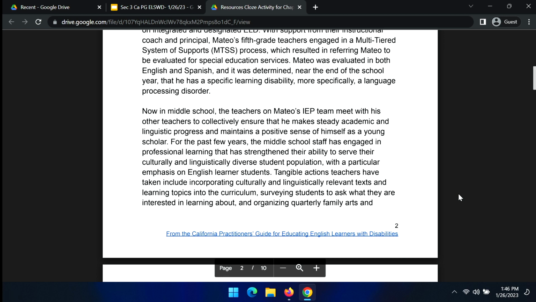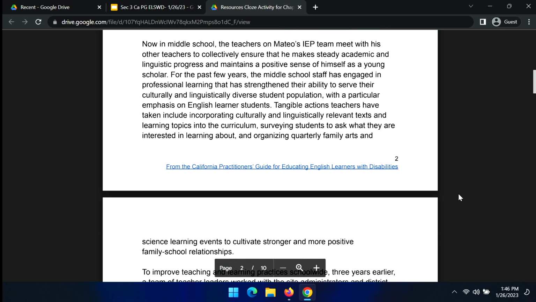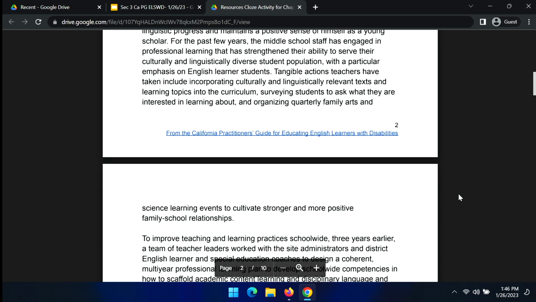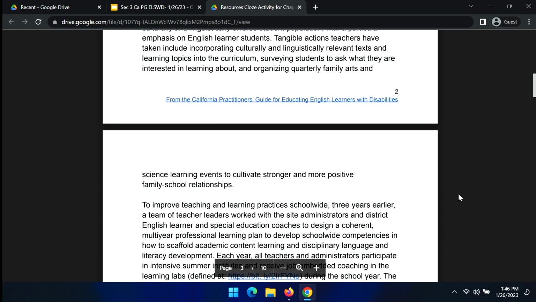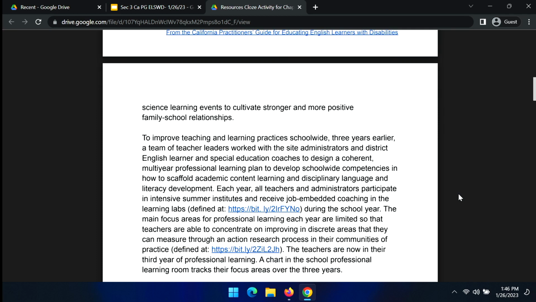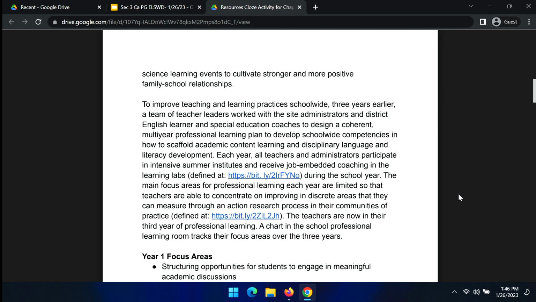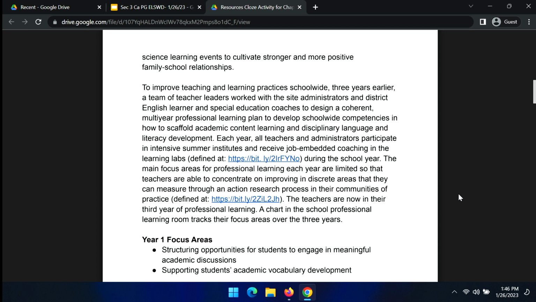Focus in on the IEP meeting in middle school. We're going to review those goals and objectives. Focus in on developing family and school relationships, and take a look at the thinking, at the process through which the team is going to support Mateo's needs.